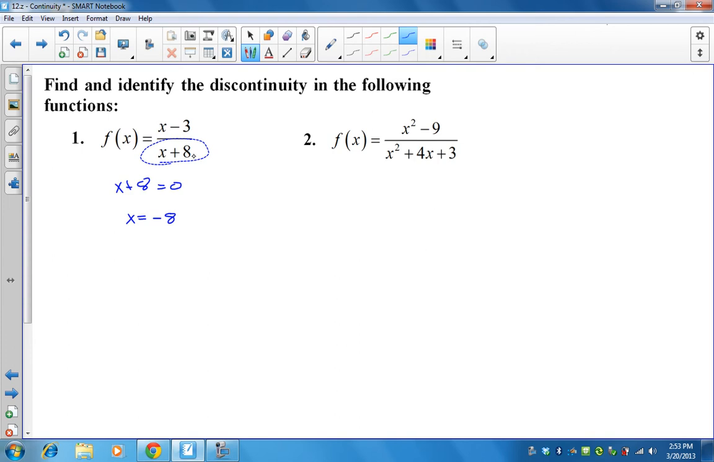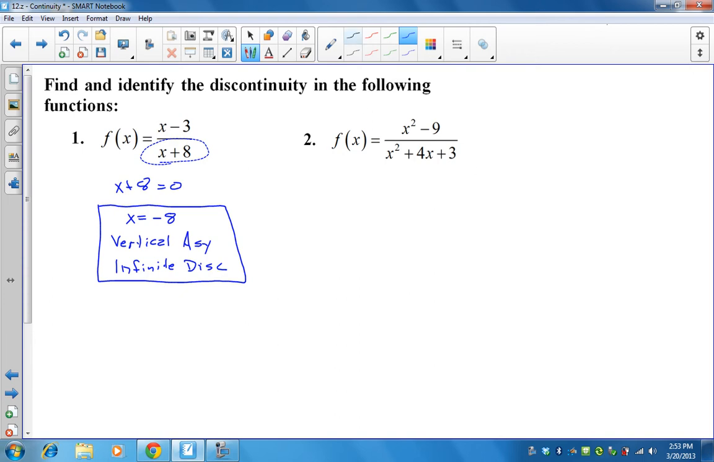Now, x plus 8 did not cancel. That's something that is still in the denominator. You didn't cancel it with an x plus 8 on top. Since that did not cancel, this is a vertical asymptote. Or you could call it an infinite discontinuity. I will accept either one of those. An infinite discontinuity. So there is your answer for number 1.